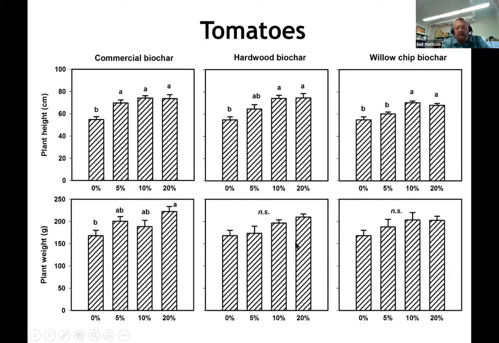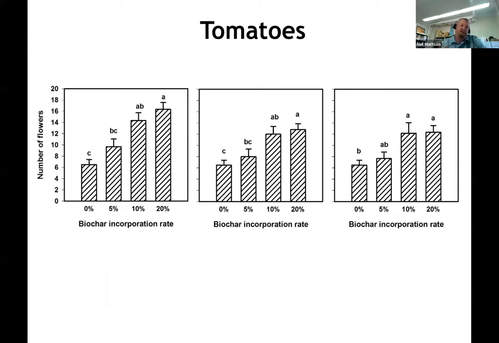The plant fresh weight patterns were not statistically significant for hardwood and willow chip biochar. We did see an increase in plant weight with the commercial biochar. So tomato seemed like it was able to take advantage maybe of additional fertility that we had.